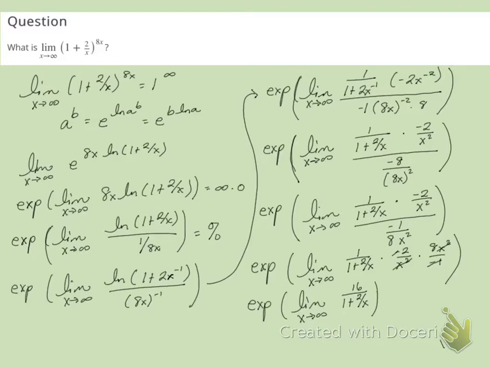And now, if we evaluate this at infinity, that 2 over x is going to go to 0, and we will have 16 over 1, which means our final answer is e to the 16th power.